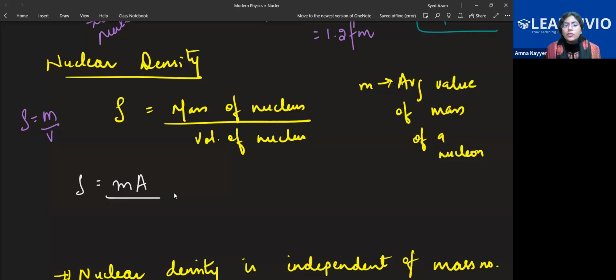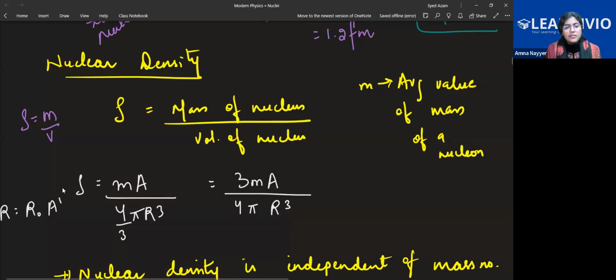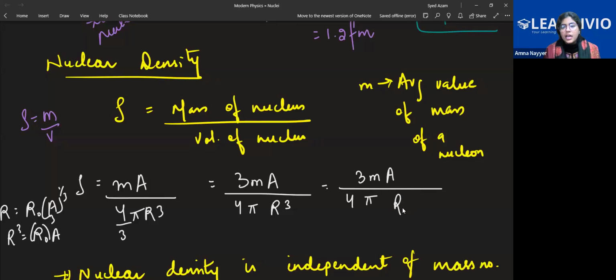Coming to volume of nucleus. Volume, you have told me it is 4 by 3 pi r cube. So this 3 will be shifted here. 3 mA divided by 4 pi r cube. Now, what is r cube equal to? See, r is equal to r naught A to the power 1 by 3. So, r cube will be equal to r naught cube A. So, if I put this value, this will be 3 mA divided by 4 pi r naught cube into A. Now, see, A will be cancelled.